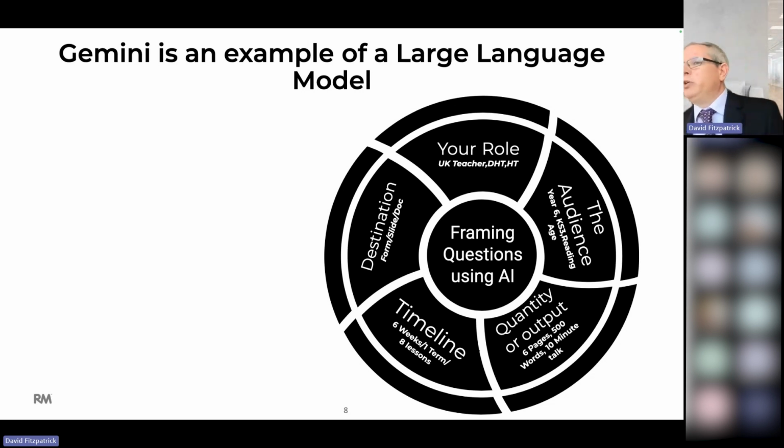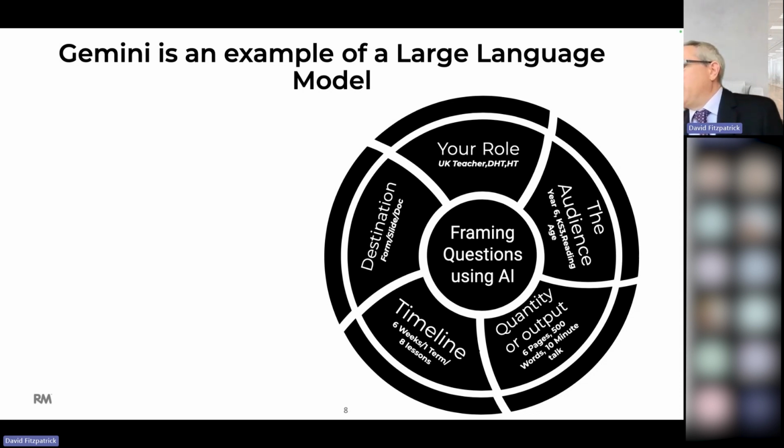You might also want to include what country you come from, because that will change the spelling and tailor the content to UK curriculum. The quantity of output, do you want 6 pages? Do you want 500 words? Is it a 10-minute talk? All of these things in your language will give you much better outputs from the AI. If you're asking for a scheme of work, you could say that you'd like it to be over a 6-week time frame, or over 8 lessons, or over a term. And again, that will help the AI generate the response you need.